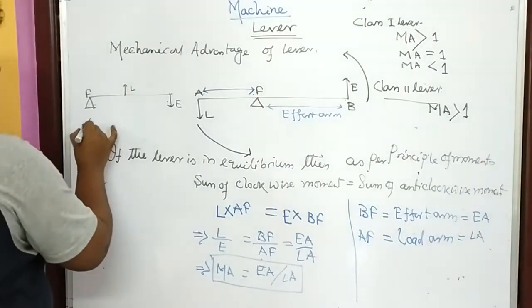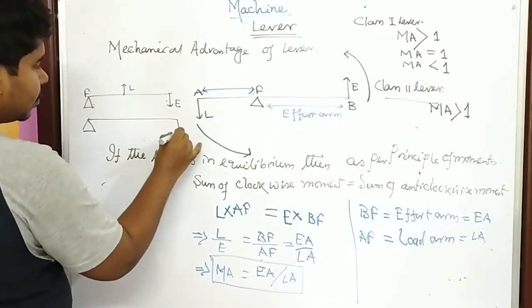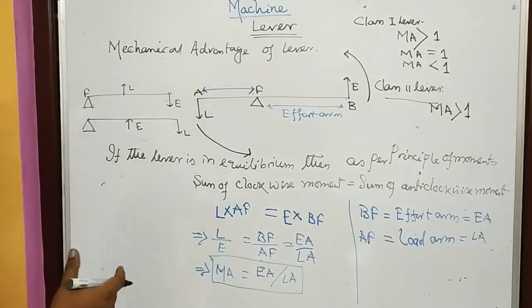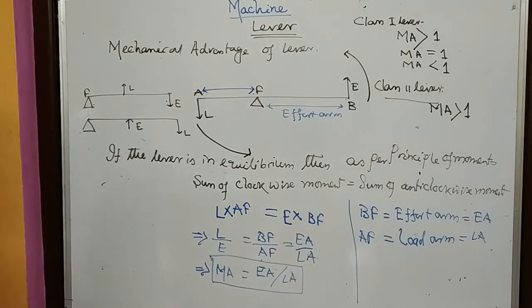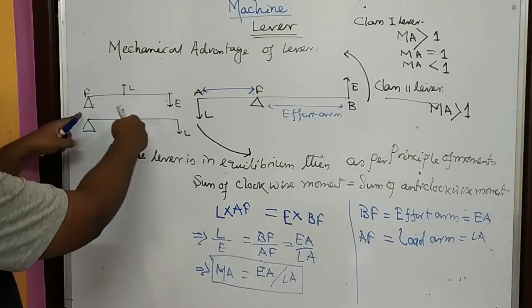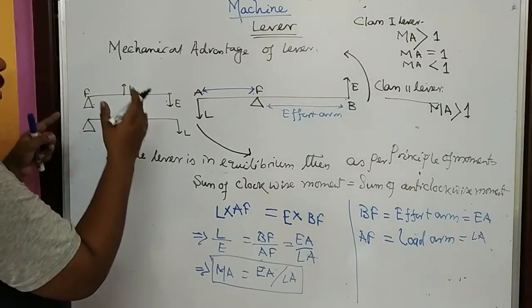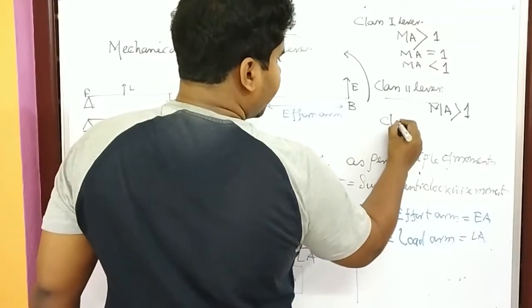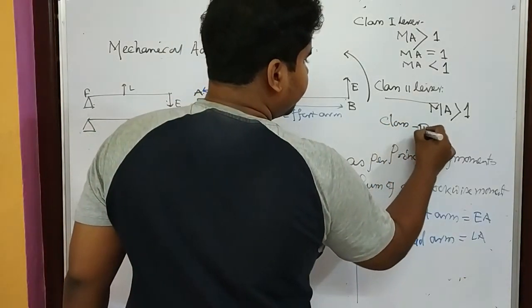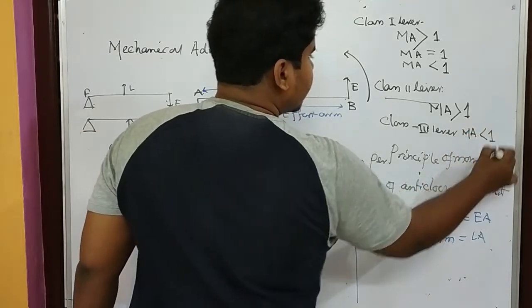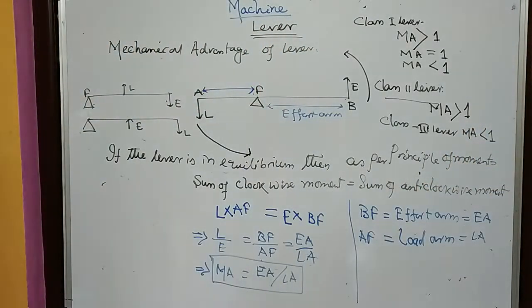And if I am going for a class 3 lever, here it is load, here it is effort. Here the load arm is always greater than the effort arm. We have seen by the diagram. This is the load arm, this is the effort arm. Wherever the position of the effort will be, it will be less than the load arm. So for class 3 lever, mechanical advantage is always less than 1. Okay, so these are the mechanical advantages of class 1, class 2 and class 3 lever.